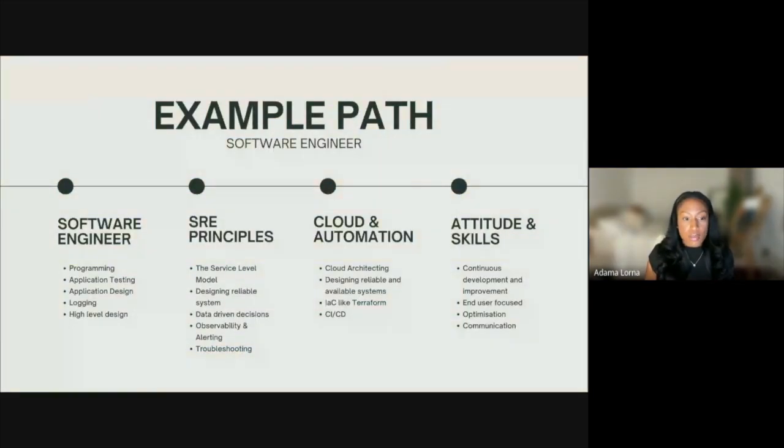If you're a software engineer, it might be slightly different, because you've come with your programming skills, your application testing skills, application design. If you've been writing good logs, hopefully for the sake of us in support and on the other side in production, you've been doing some good logging as well, and high level design. So again, for you, the next level may be SRE principles, but you probably don't have as much experience in things like cloud and automation, like a DevOps engineer.